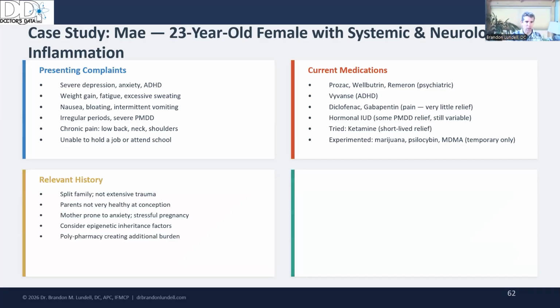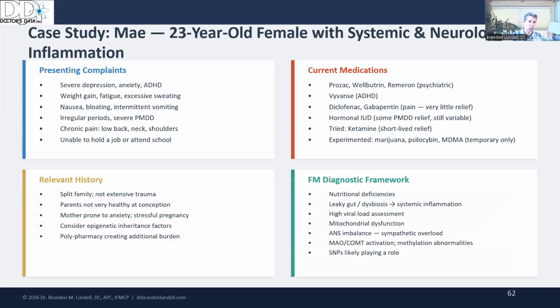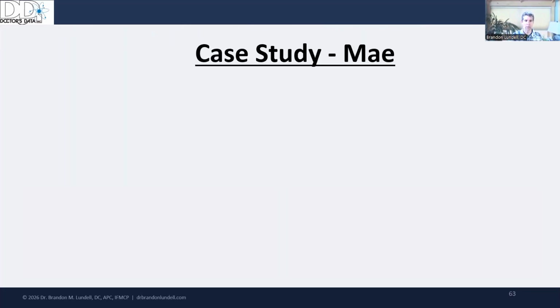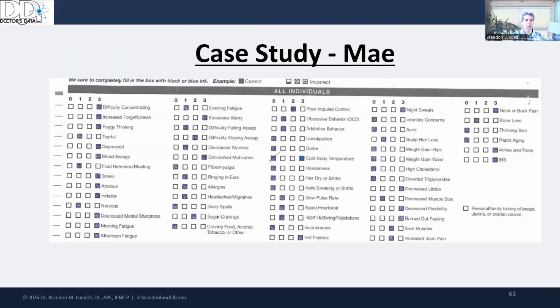Relevant history, I don't need. I'm not going to go deep into this case today. I want to just go into how we evaluate it. This is her symptoms: excessive worry, diminished motivation, aches and pains, night sweats, decreased libido, burned out feeling. I mean, she had a lot of these things.